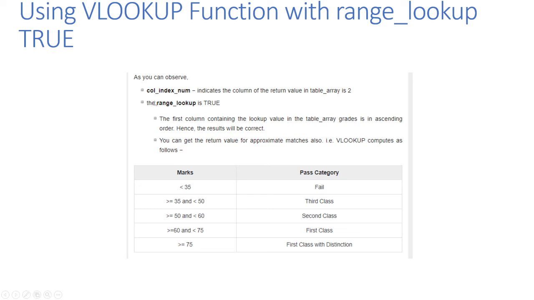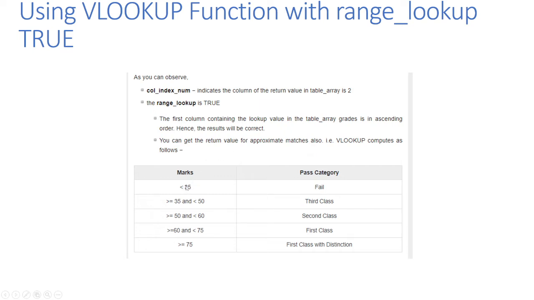So as you can observe, the column index num indicates the column of the return value in the table array is 2. And the range lookup is true. The first column containing the lookup value in the table array grades is in ascending order. Hence, the result will be correct. You can get the return value for approximate matches also. That is, VLOOKUP computes as follows.